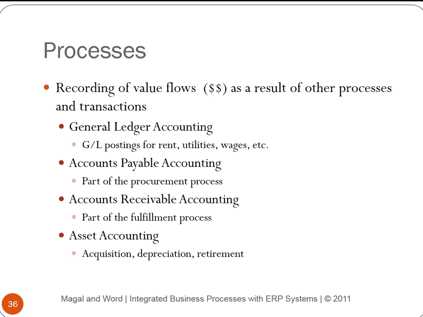Other processes involve recording the values in the general ledger. Postings for rent, utilities, wages, these are costs. Somebody's got to consume these, somebody's got to incur these costs, right? So rents, utilities, wages. Then you could have accounts payable, part of the procurement process, receivable, part of the fulfillment process, and then asset accounting: acquisition, depreciation, and retirement.